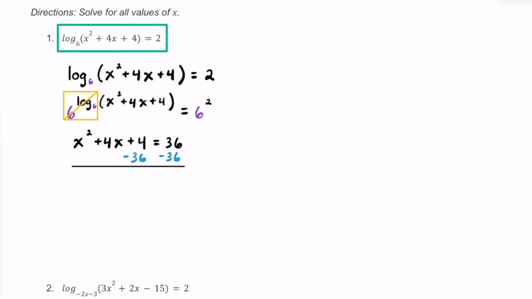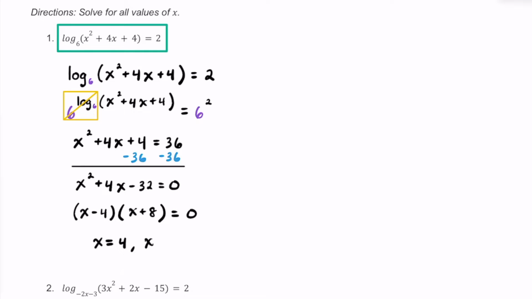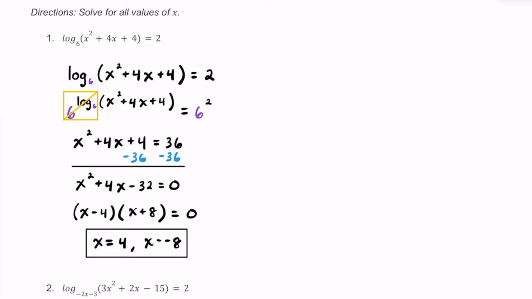Taking away 36 from both sides of the equation, we're going to get x squared plus 4x minus 32 is equal to 0. And if we factor this, we get the quantity of x minus 4 times the quantity of x plus 8 is equal to 0. And if we set each of these binomials equal to 0, we're going to find out that x is going to be equal to 4, and that x is going to be equal to negative 8. So these would be our two solutions. Let's try another one together.